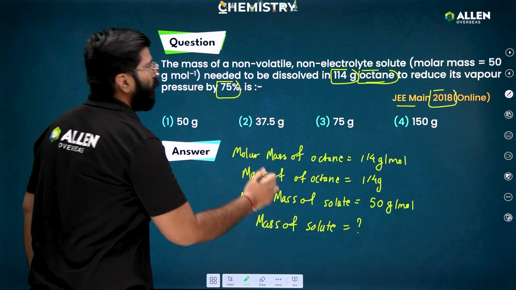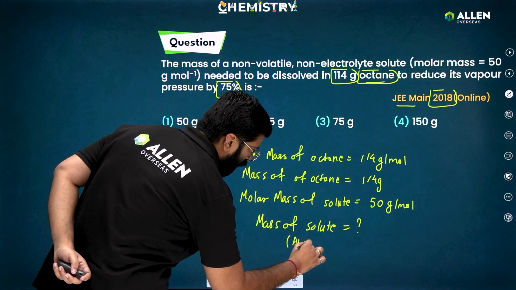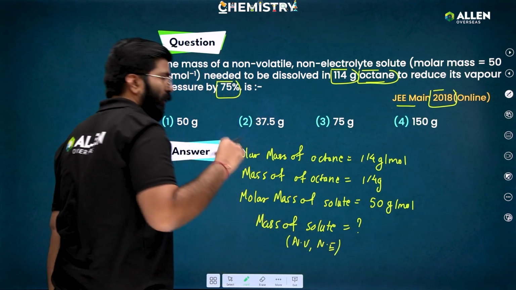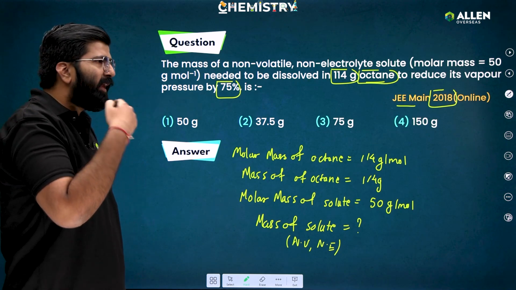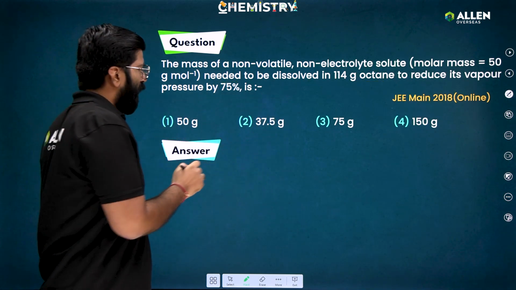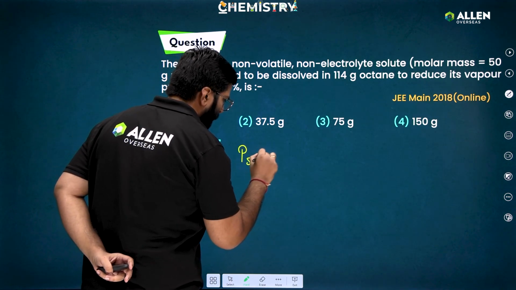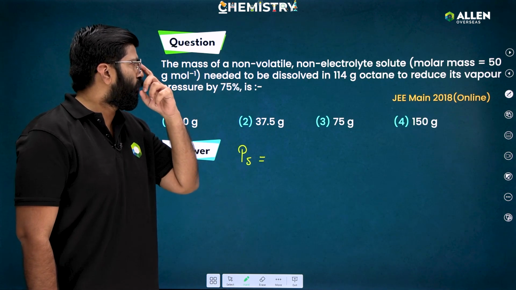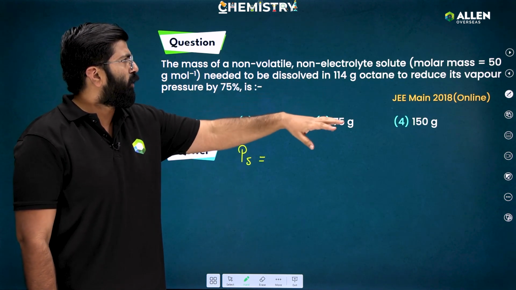Over here your solute is non-volatile as well as non-electrolyte. This is the important part. So if I want to find this, I can apply my Raoult's law, the same formula which we just saw. PS is equal to, over here there are 2 liquids, or you can say solute and solvent.